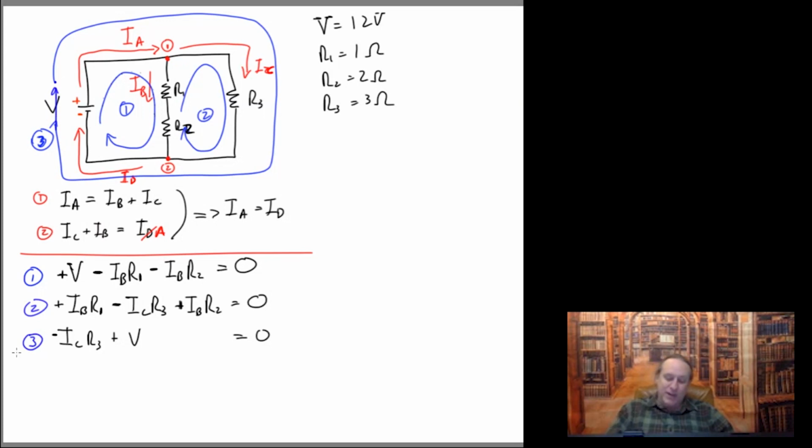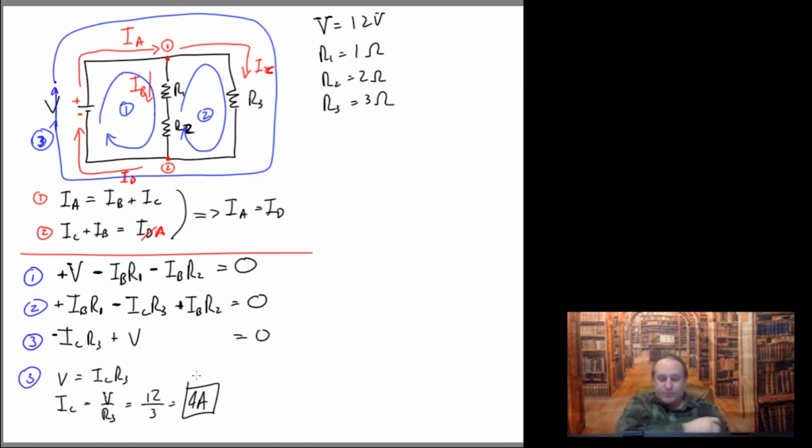So if I'm going to solve this, I'm probably going to look at my loop 3, because it's really easy. It only has one unknown. So if I take loop 3 and I rearrange it, I get V equals IC R3, and so IC is just equal to V over R3, which is 12 over 3. That's going to be 4 amps. So I can solve directly for one of them, and then it's almost like dominoes.